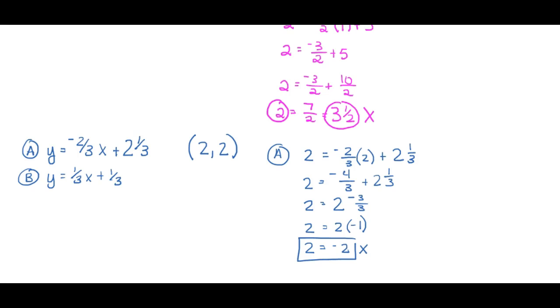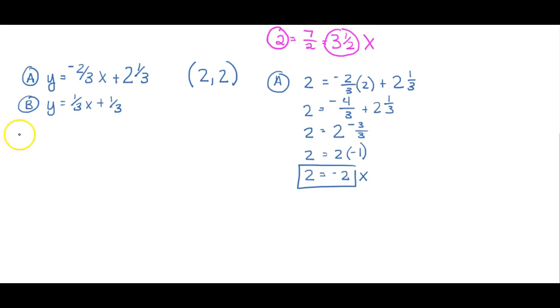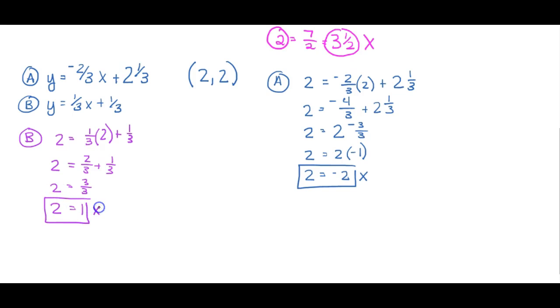So let's do one that's a little bit nicer, and we're going to go to the B equation. So 2 equals 1/3 times 2 plus 1/3. 2 equals 2/3 plus 1/3. 2 equals 3/3, which is the same thing as 1. Is this true? No, we are really not doing good here. All of our equations so far are not actually solutions. So this is also a no.